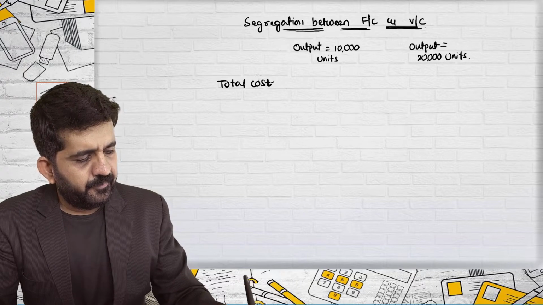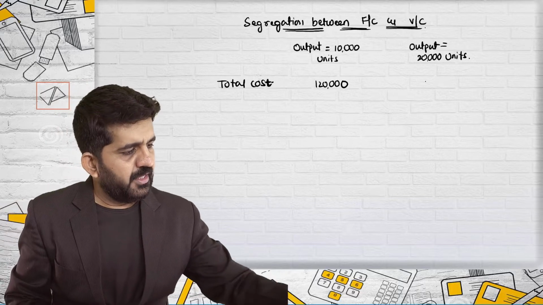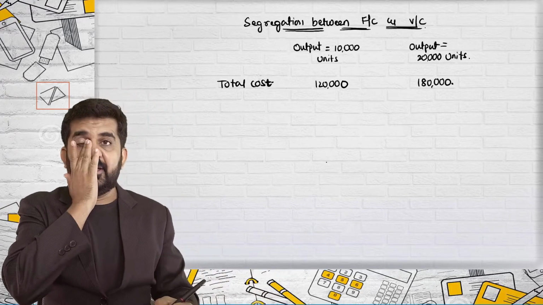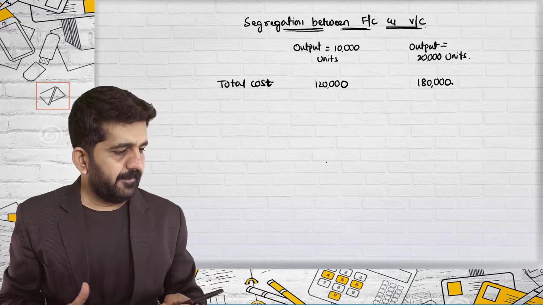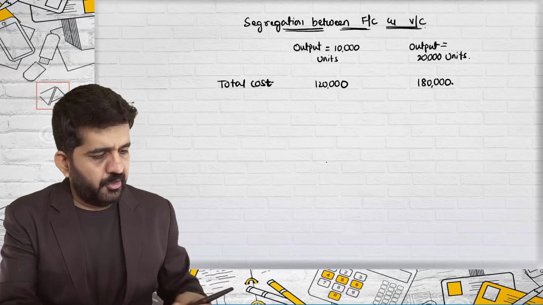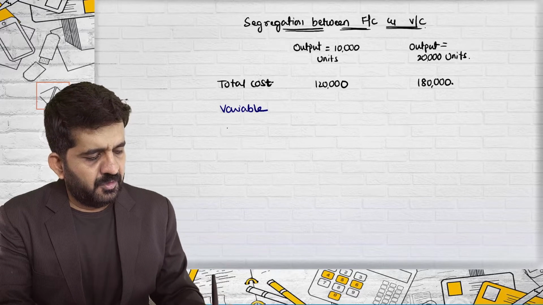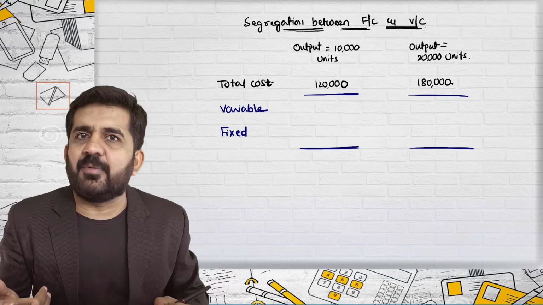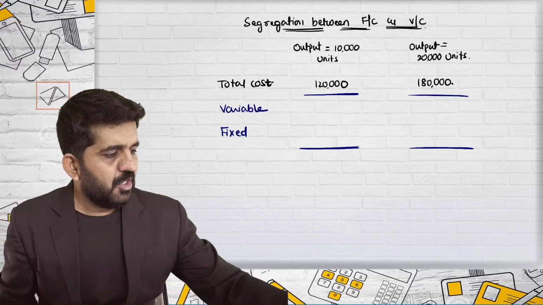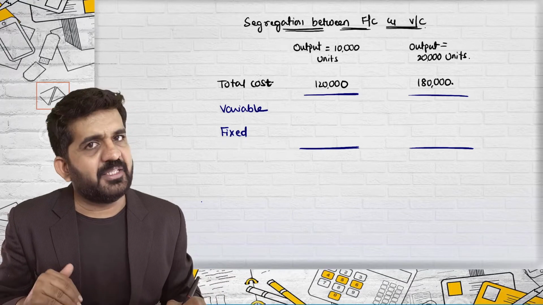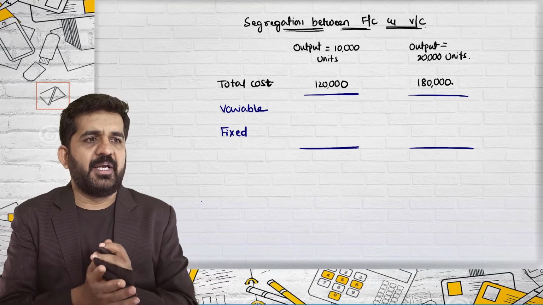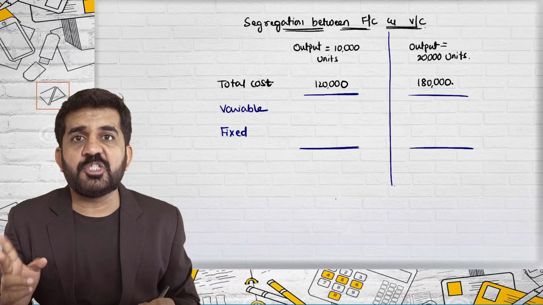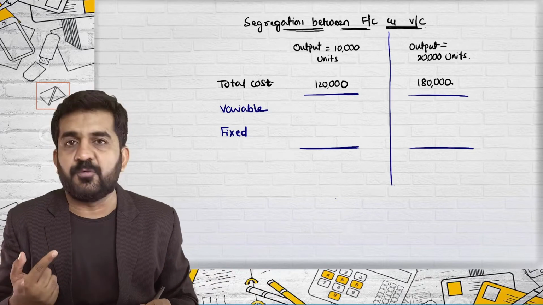total cost is 1,20,000 and here the total cost is 1,80,000. I want you to segregate between variable and fixed. Total cost is 1,20,000, so a portion will be variable and a portion will be fixed. Here the total cost is 1,80,000, there will be variable and fixed. You can take 5 minutes and try it out. It is for the same unit. Let me give you a hint: fixed cost in both cases will remain same, because fixed cost remains same irrespective of your total output.